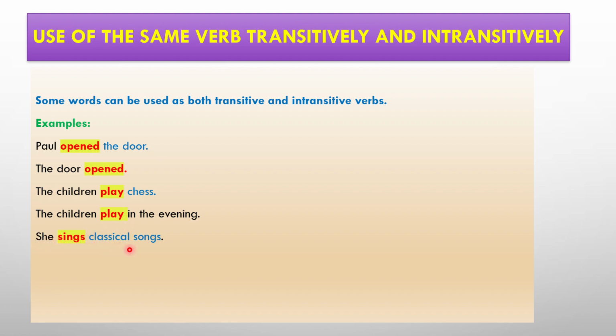She sings classical songs. What? Classical songs. She sings melodiously. How does she sing? Melodiously. So here it is intransitive. Mike flew a kite. Flew what? A kite. So transitive. Birds flew into the woods. Where? So it is intransitive.